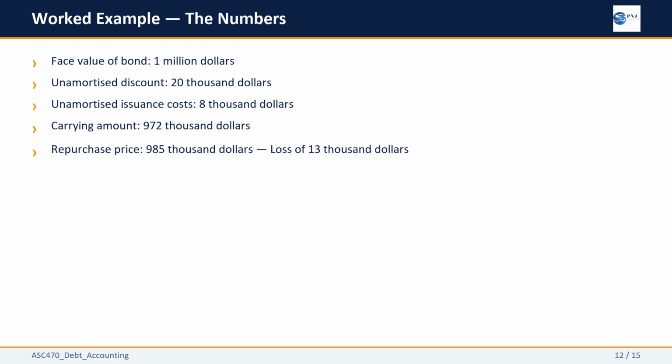The company repurchases the bond early in the open market for $985,000. The calculation: $985,000 paid minus $972,000 carrying amount equals a loss on extinguishment of $13,000. That loss is recognized immediately on the income statement.